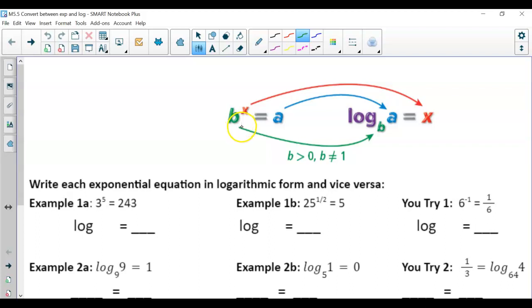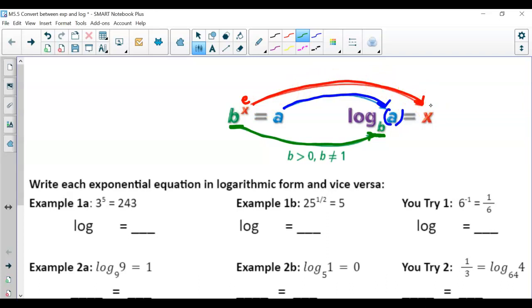So like here, the base is always going to be the base. So notice how the base of our exponential is the base of the log here. Now, notice the exponent is what the equation is equal to. So then notice how our value of what our exponential is equal to is here for our log. So like this is log base b of a is equal to x. So again, our base is the base and our exponent is what the equation is equal to.